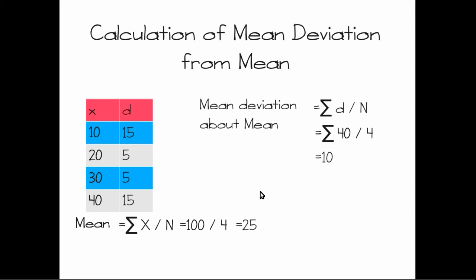So just to repeat the procedure, first find out the mean, then create a column with the heading deviation or small d, find out the deviations of each of the x values from the mean, ignore the signs, and then add up all the deviations and divide them by the number of numbers and get the mean deviation about mean.